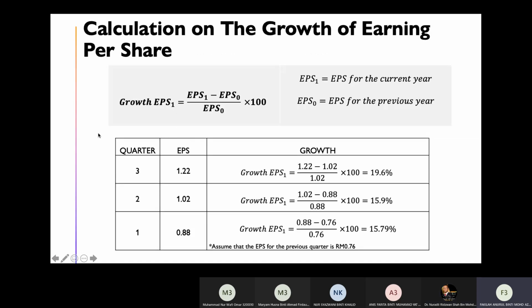And then to calculate the growth of earning per share, the growth of EPS: EPS1 refers to the current year or current quarter that we want to calculate, while EPS0 represents EPS for the previous year or previous quarter. So this is just an example. From here, we get the EPS for quarter 3 is 19.6, for quarter 2 is 15.9, and quarter 1 is 15.79.